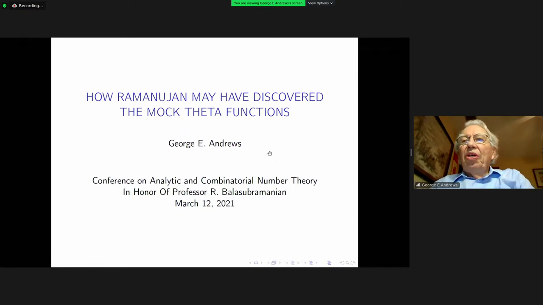So what I'm going to talk about is one of the things that Ramanujan is quite famous for, namely his discovery of the mock theta functions. And one of the mysteries in thinking about this is why in the world would he have thought this up?